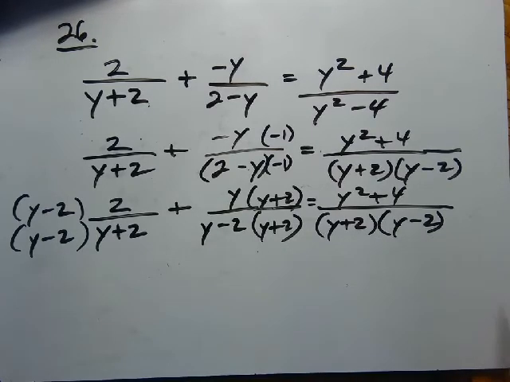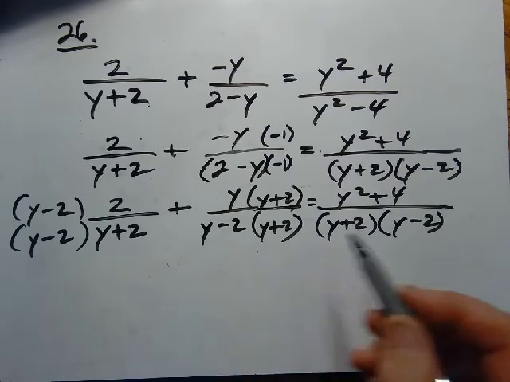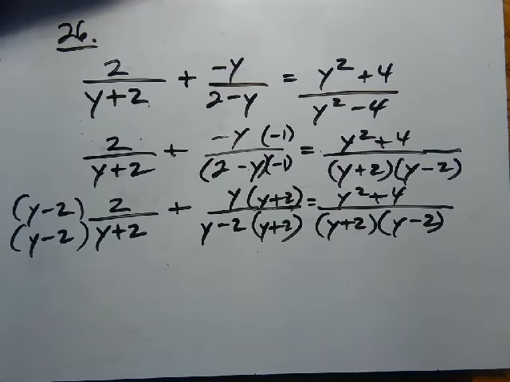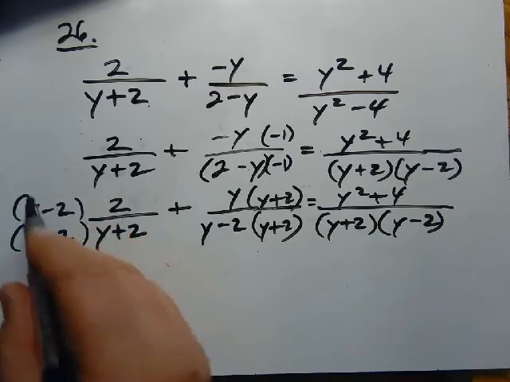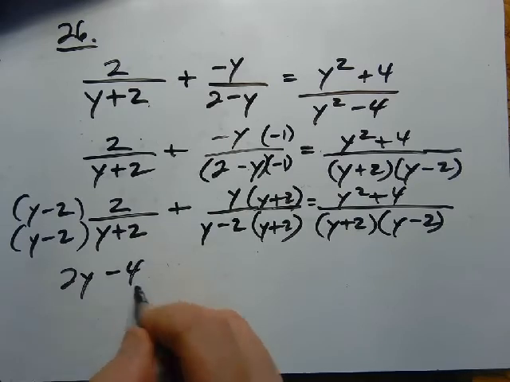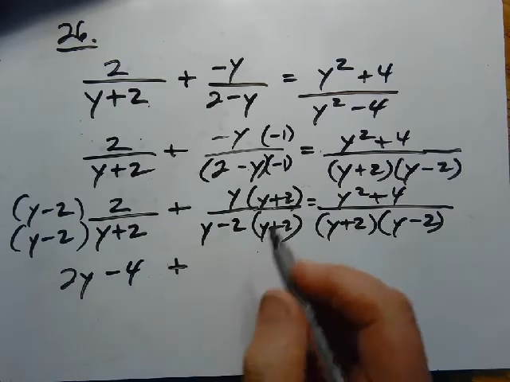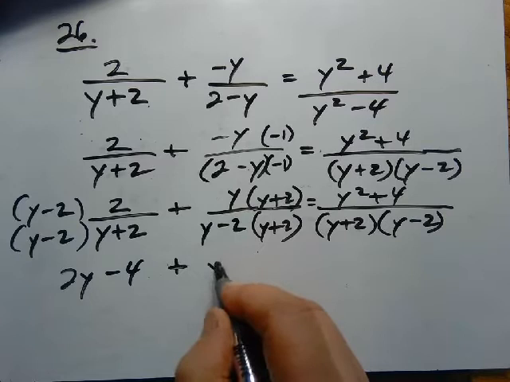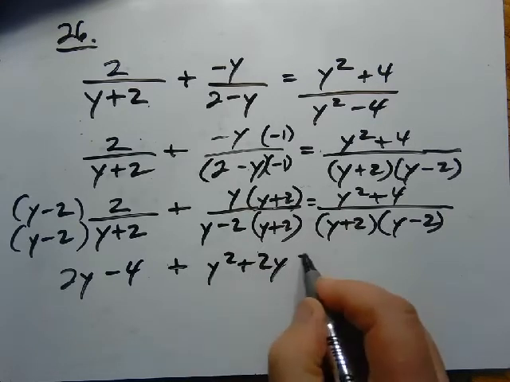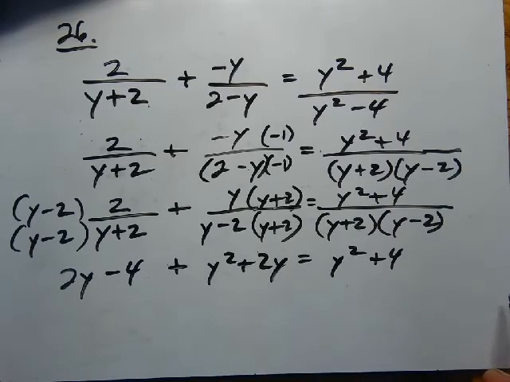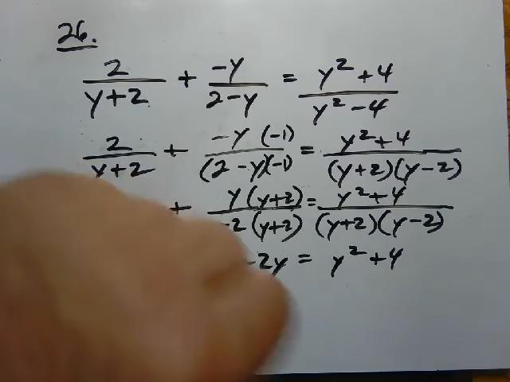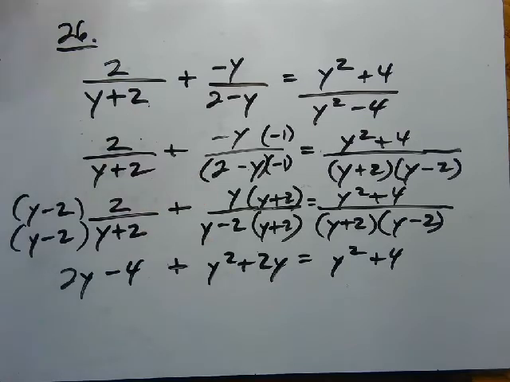And it's at this point, since the denominators are equal, that we can ignore the denominator and just check the numerators. Let's distribute here. 2 times y is 2y minus 4. Plus, let's distribute here. y squared plus 2y. And here we have y squared plus 4. The denominators are all the same, so when I add these together, it's just the numerator that we need to check.